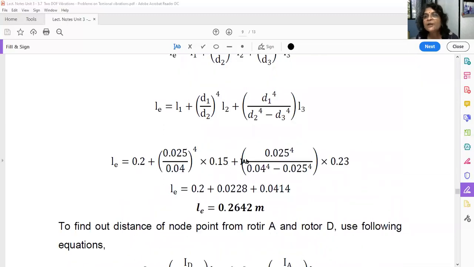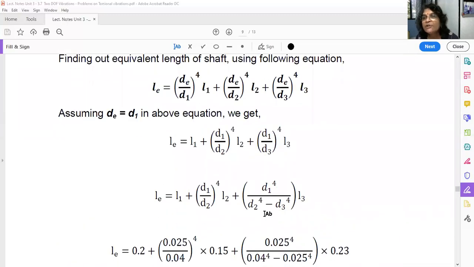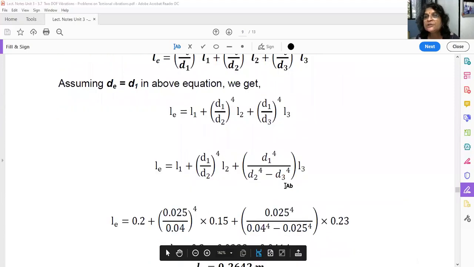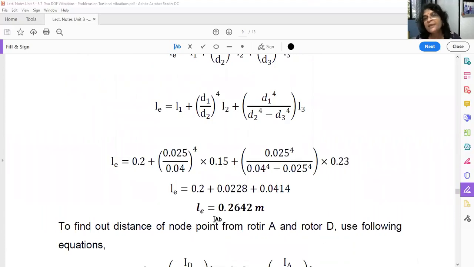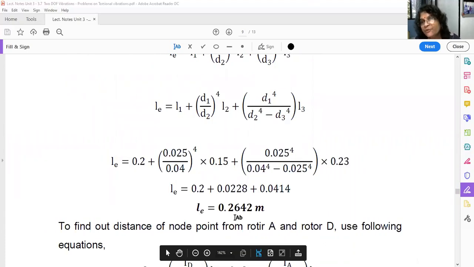See, this is your formula, D1 upon D3. So how will you write down D3? D3 is your D2 raised to 4 minus D3 raised to 4. Don't confuse between this D3 and this D3; I would have written a dash actually. So D1 fourth upon D2 raised to 4 minus D3 raised to 4. D2 is known to you, D3 is known to you, so this will be the equivalent on this diameter. Putting all the values, again you will get the equivalent length, that is 0.2642 meter.